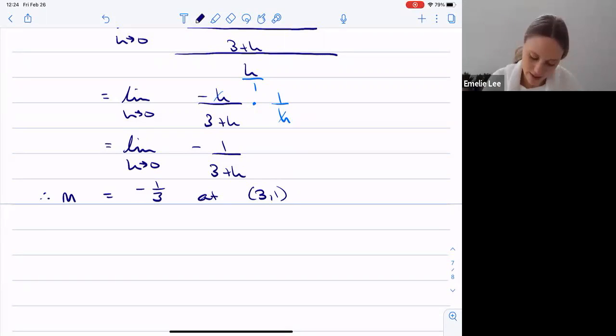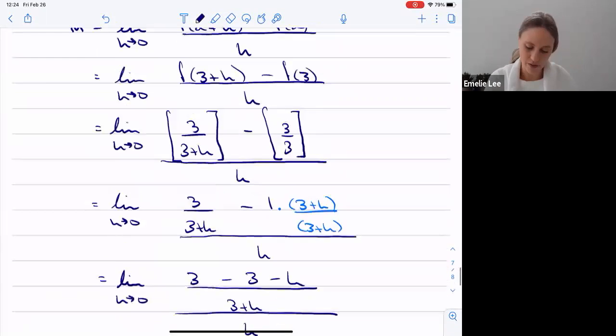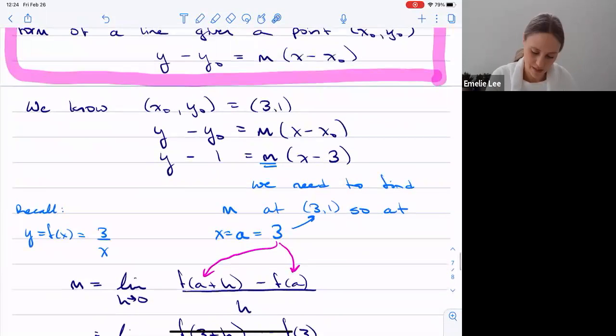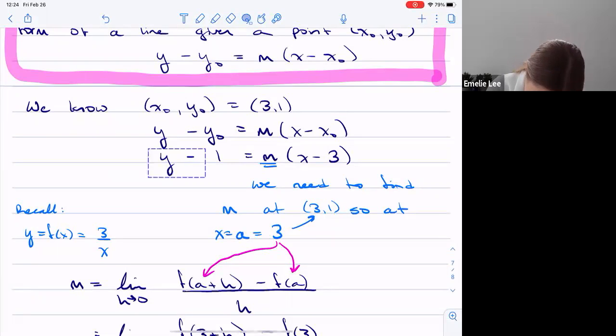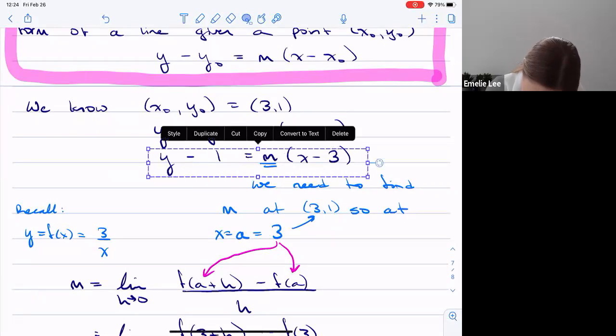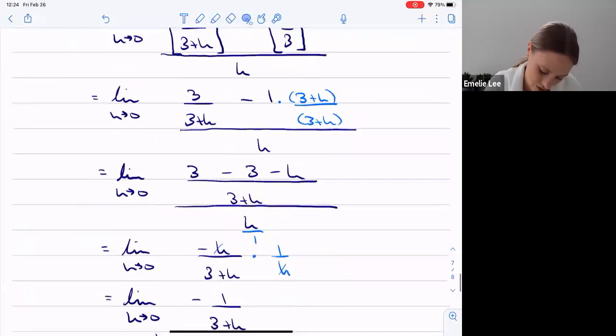Okay. So now that I have my slope, oh, so laggy today. Now I can plug that in and find the equation of the tangent line at (3, 1), which is what we wanted to do. So I'm going to copy this because I'll never remember. I shouldn't say never.